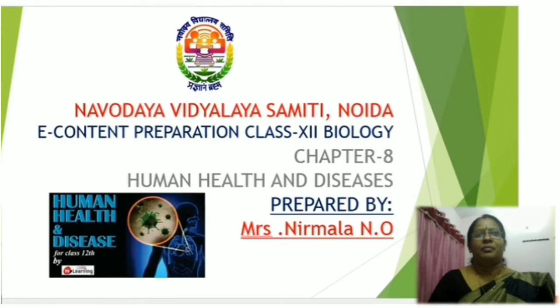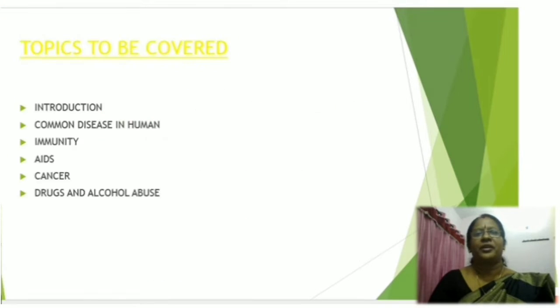We are going to learn about the 8th chapter in the biology textbook, that is human health and disease. So let us start with the contents: a brief introduction, common diseases in humans, immunity, AIDS, cancer, and finally drugs and alcohol abuse.